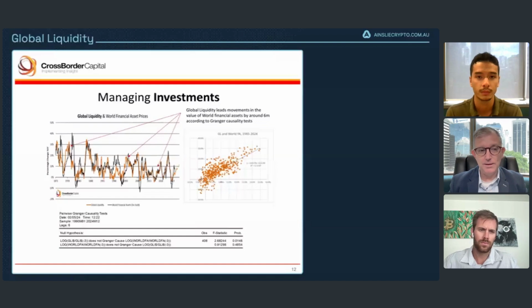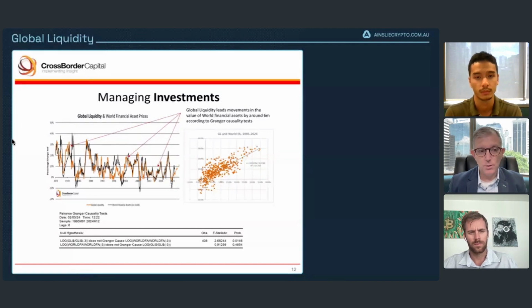And this is one that forms the foundation of everything that we do, because of this chart that's up here now, and I'll just explain this a little bit. This chart here is saying global liquidity and world financial asset prices are very highly correlated. And you can see it visually there. You also can use these statistical causality tests to see that it absolutely is. And the specifics are down here where it says the probability of it not being caused by that is effectively nothing. So we know that what is driving asset prices is global liquidity. So that becomes an important part of the analysis.